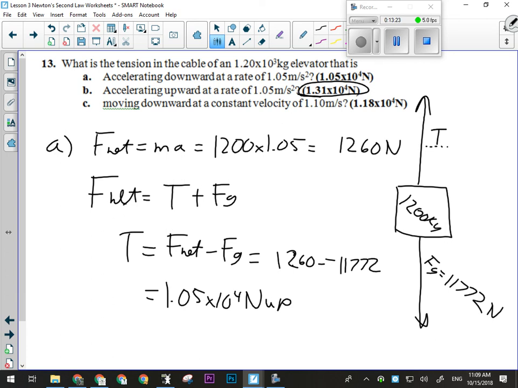Now, for part C, that requires no math at all. In part C, you should do no math at all. It's moving downward at a constant velocity. If there is a constant velocity, what is the net force? Think Newton's first law. 0. It's not accelerating. Therefore, the net force is 0 because the acceleration is 0.